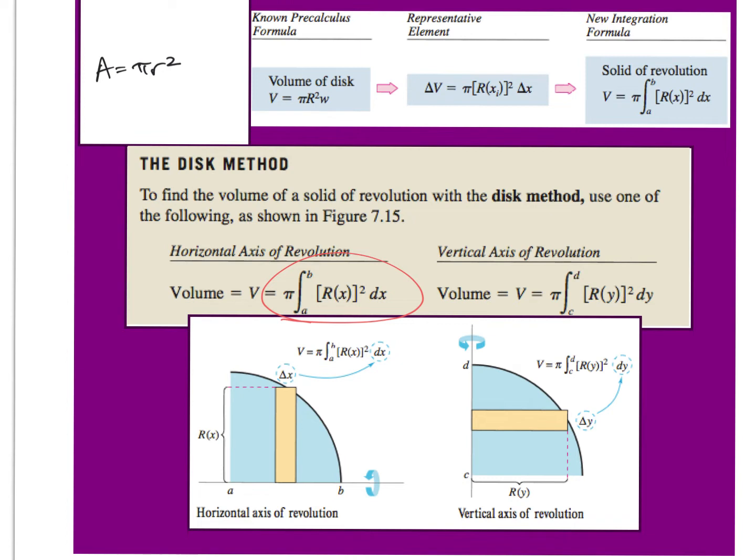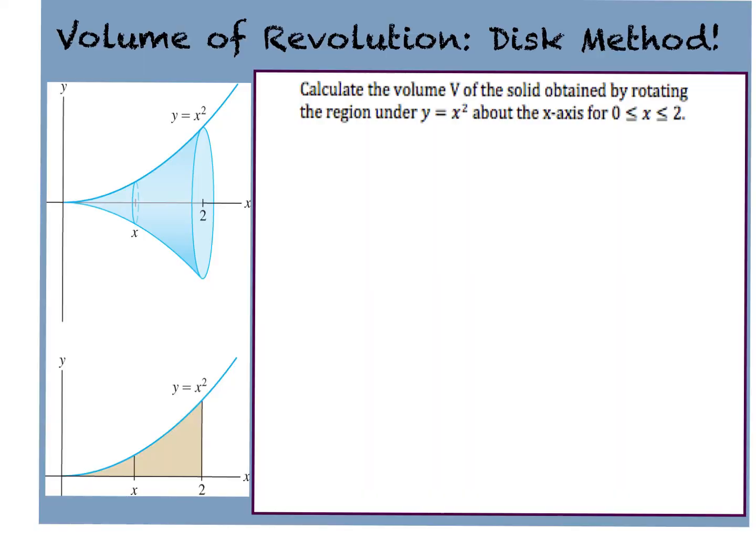Pretty good? How do we find the area of a circle? Pi r squared. Put one into practice. So I need a reader, and Colin's going to read for us. Thank you so much for volunteering. Calculate the volume V of the solid obtained by rotating the region under y equals x squared about the x-axis for 0 is less than or equal to x is less than or equal to 2.